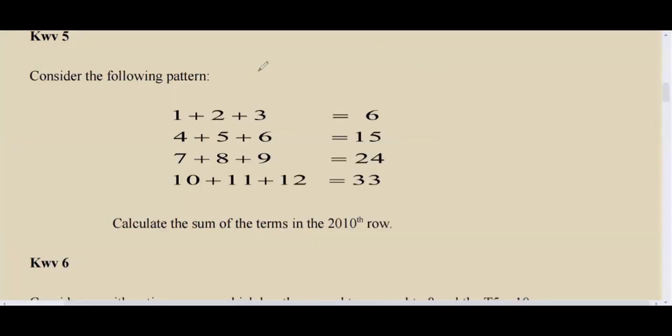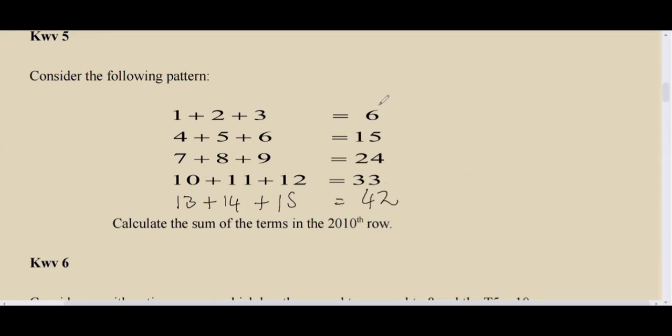All right, so let's look at this activity here. It says, consider the following pattern. You are given 1 plus 2 plus 3 is 6. 4 plus 5 plus 6 is 15. 7 plus 8 plus 9 is 24. And then you can almost tell the trend that is taking place here. So that means in the fifth row, we would have 13 plus 14 plus 15. And if we add, this is going to give us the sum, which is 42, right?